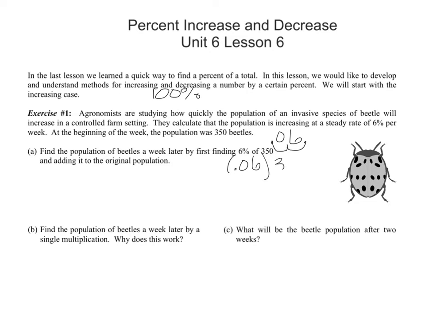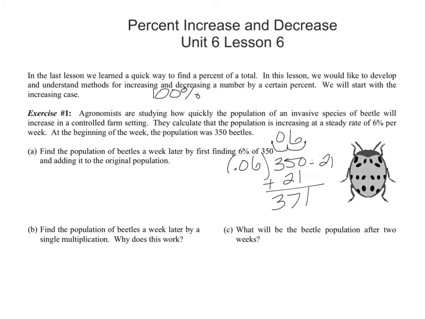And we multiply it by 350. When we do the math, it's going to equal 21. Now with that 21, I have to add it back to the 350 because it says that the population is increasing. So it's plus 21, which gives me a total for the next week of 371 beetles.